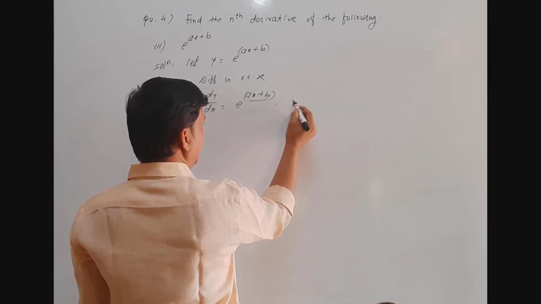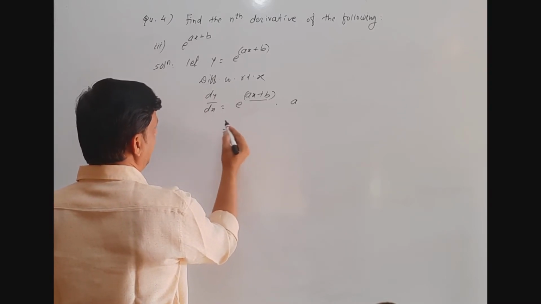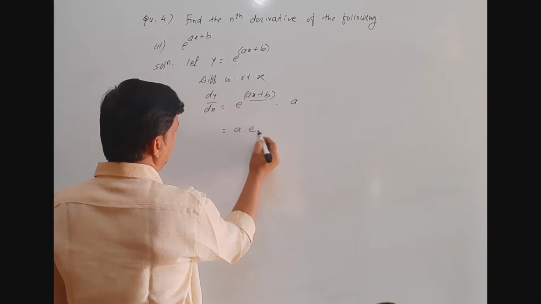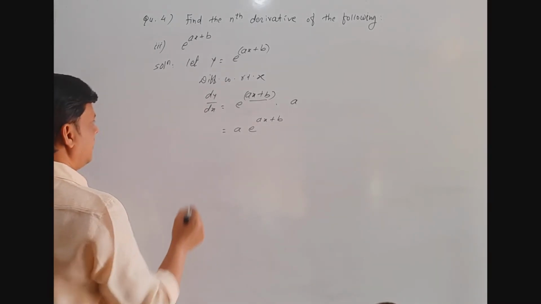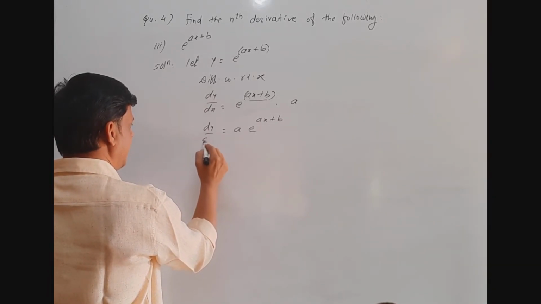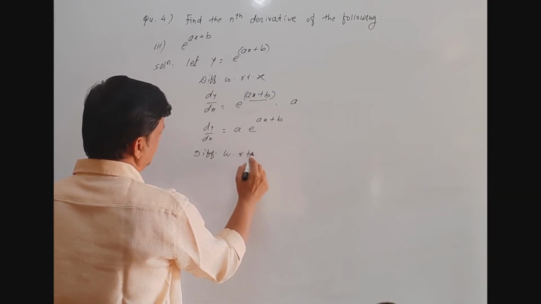So derivative of ax we write a, derivative of b we write 0. So we write dy by dx as a into e raised to the power ax plus b. Now we again differentiate this dy by dx with respect to x.